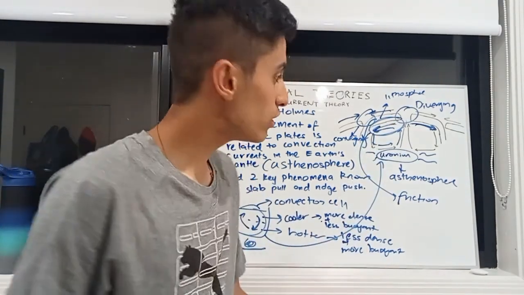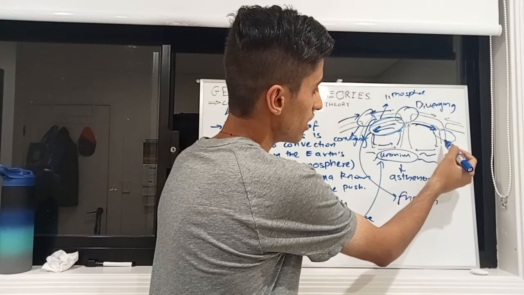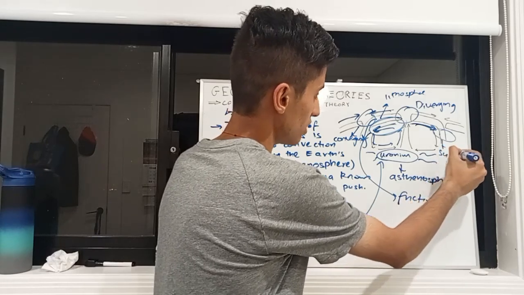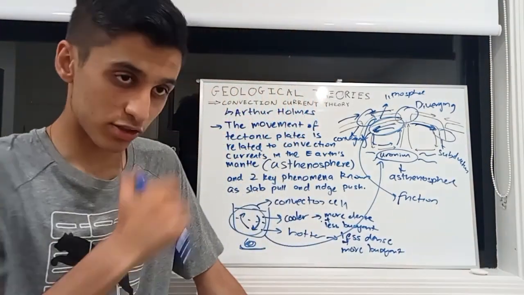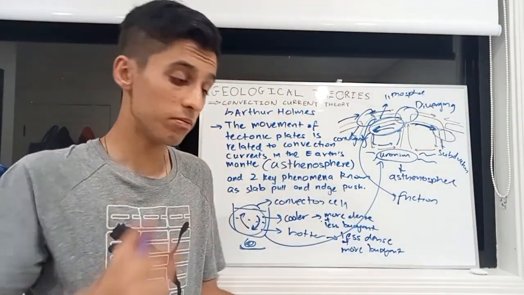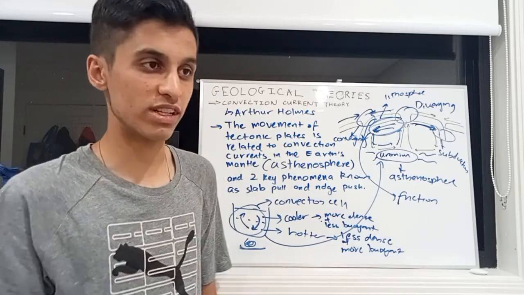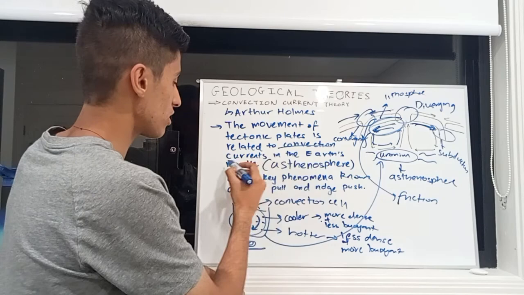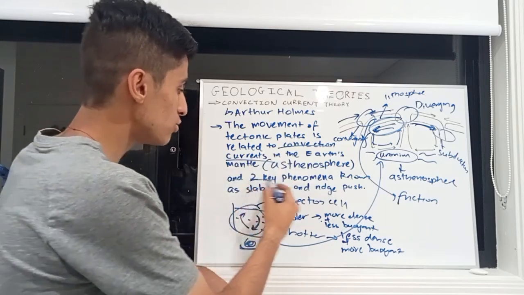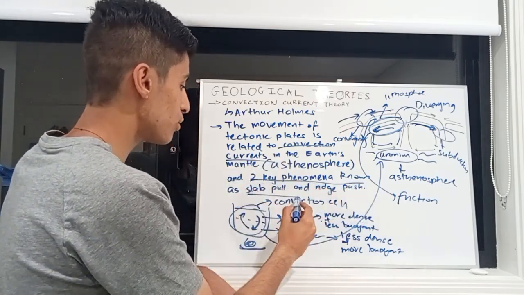Now, one thing you notice is that one plate goes under the other. This is known as subduction. All right? This is known as subduction, when one plate goes under the other, and it's often just heated up and recycled. So now that we've got this convection current part done, let's look at the two key phenomena known as slab pull and ridge push.